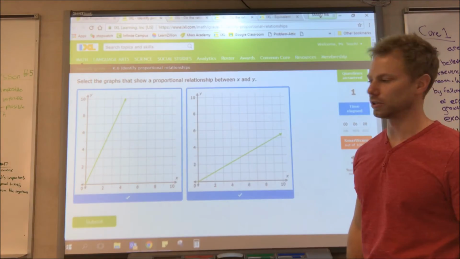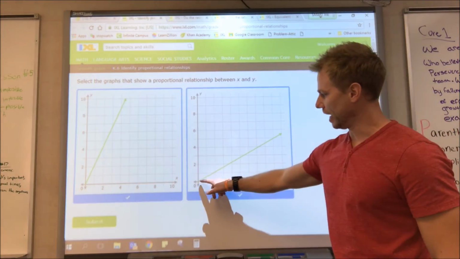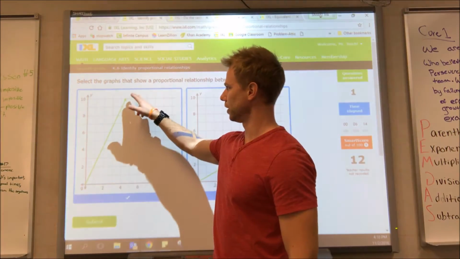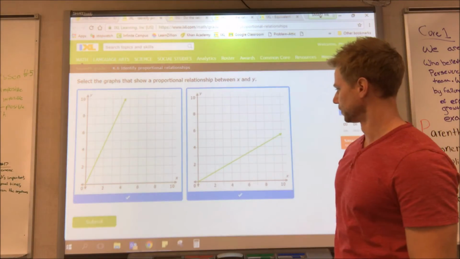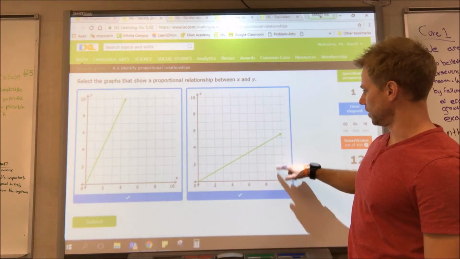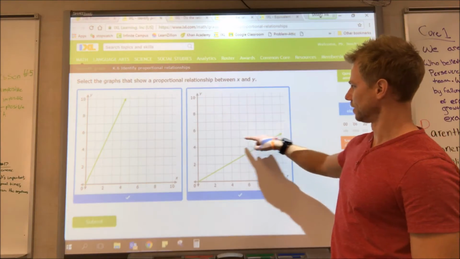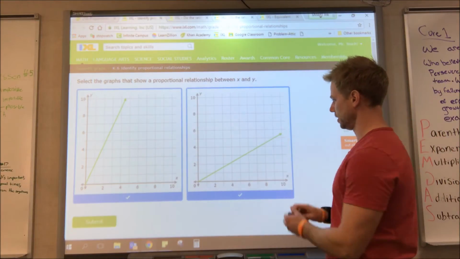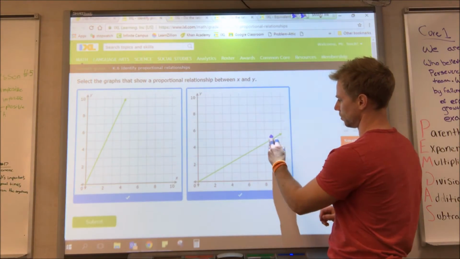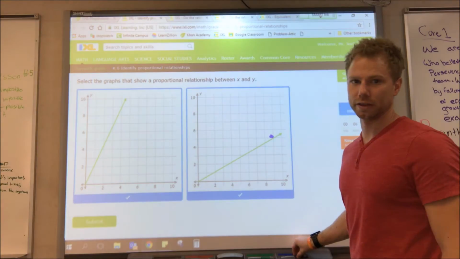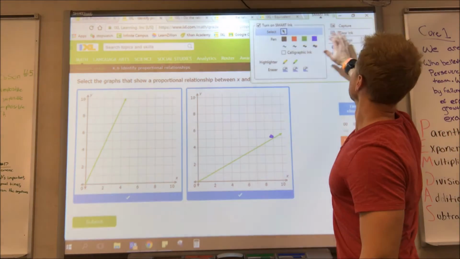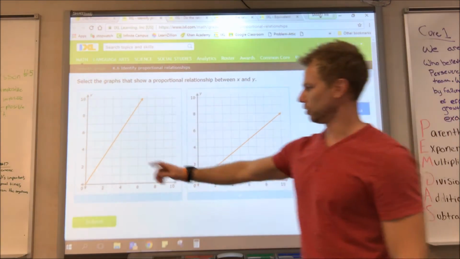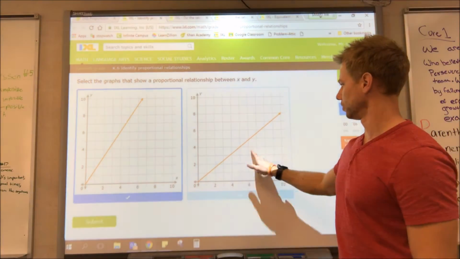They're both proportional relationships. So remember, any points on these lines are included in the proportional relationship. So for example, this point 9, 5 is right on the line here. So that would be included in the proportional relationship. Okay, so both of those. Through the origin, straight line.